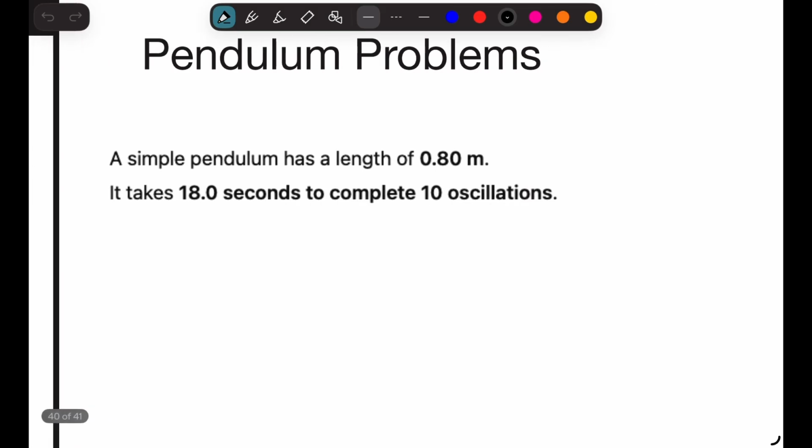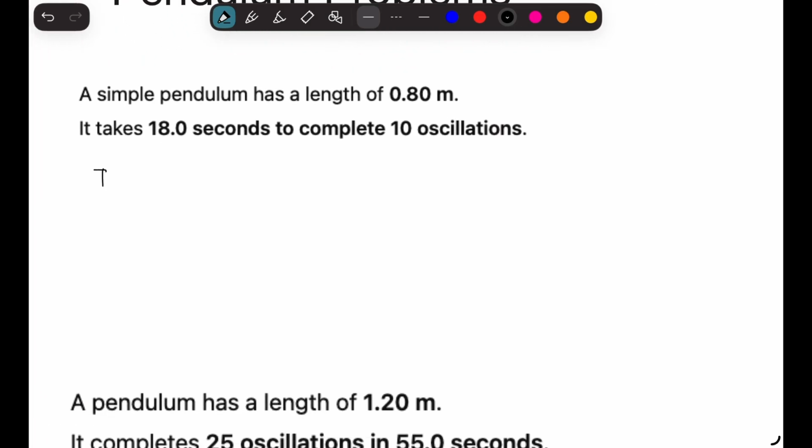Some of the formulas that you have to know with pendulums is that there's a period formula, and that formula is T equals 2 pi times the root of L over G. And if you rearrange this to solve for G, we're only working with a pendulum, so the subscript is kind of unnecessary. So if you arrange for G, it's going to be G equals 4 pi squared times L over T squared.